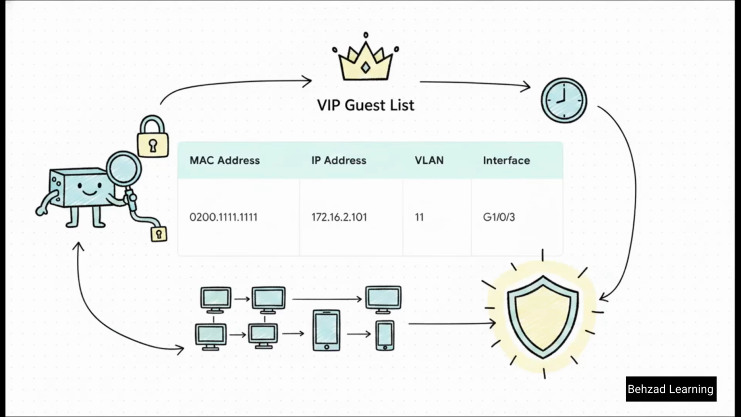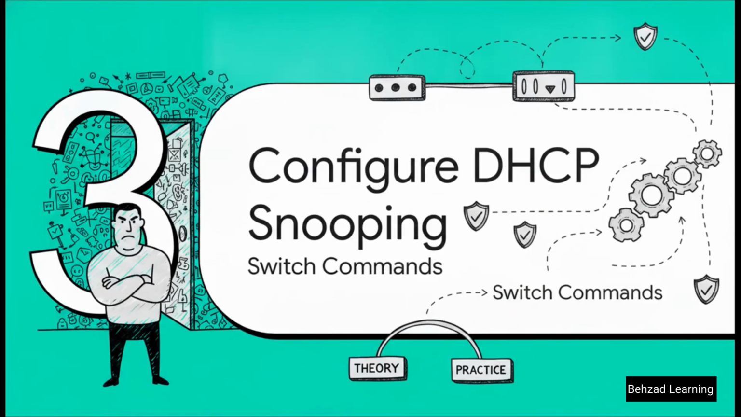What's super interesting about this is the VIP guest list it creates. This is our DHCP snooping binding table. Every single time a legitimate device completes a DHCP lease, the switch safely records the device's MAC address, the IP address it was just assigned, its VLAN, and the exact physical switch port it's connected to. And as we're going to see in just a bit, this dynamic database becomes the absolute bedrock for other security features on our network. All right, Section 3, configuring DHCP snooping.